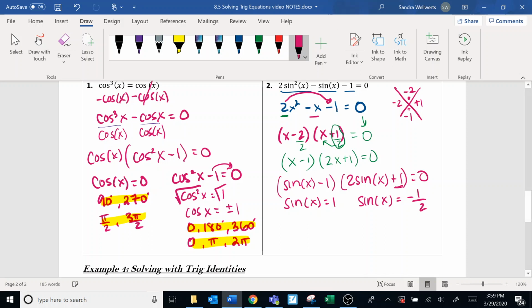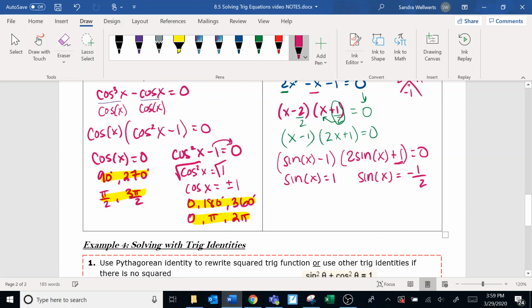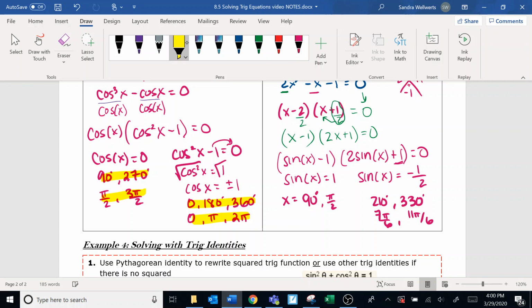So now let's look at our circle. We need to find the y values where we have 1. So we're looking for at what angle the y value is equal to 1. It's at 90 degrees or pi over 2. And then for the y value of negative 1/2, we're looking for the angle where y is negative 1/2. So that's going to be 210 and 330. And remember, we again want the radians. So at 210, the radians is 7 pi over 6. And at 330, it's 11 pi over 6. So those are our final answers for number 2.